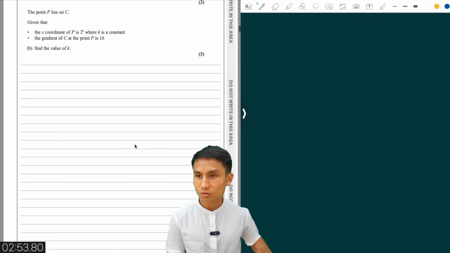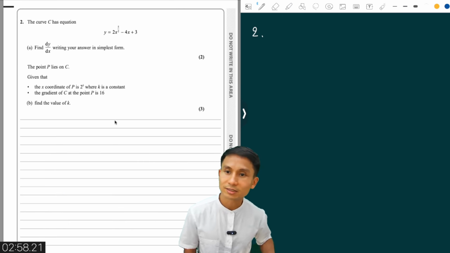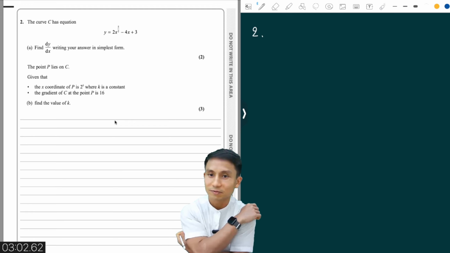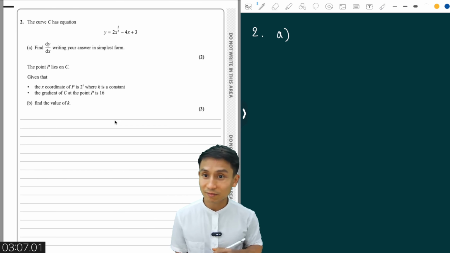Number 2. Okay, number 2. The curve C has an equation that, find dy by dx, writing your answer in simplest form. Okay. Yeah, this is easy, but you just have to be careful. I mean, you can make silly mistakes all the time. You have to be careful.